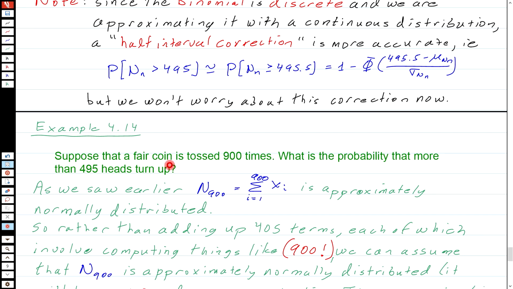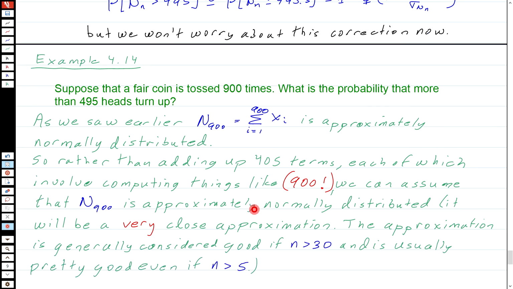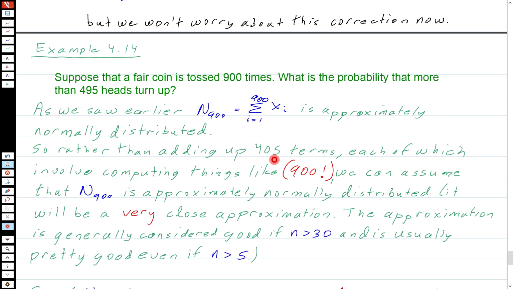Let's look at this particular problem. A fair coin is tossed 900 times. Fair coin means that our probability of success, heads or tails, is 0.5. And then the question is, what is the probability that more than 495 heads turn up? So this is the sum of 900 Bernoulli trials, and we're going to assume that that's very closely approximately normally distributed, which it will be. We don't want to add up the 405 terms. Not only that, it's difficult to compute these very large factorials.